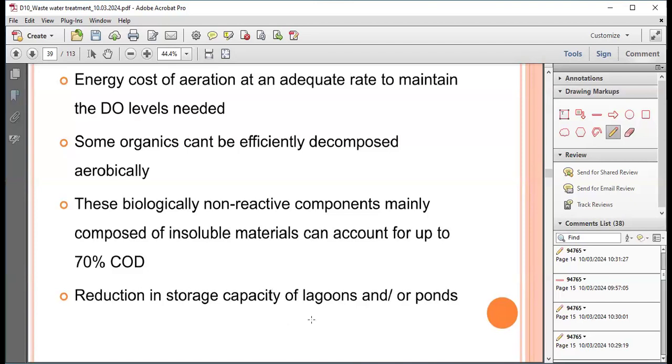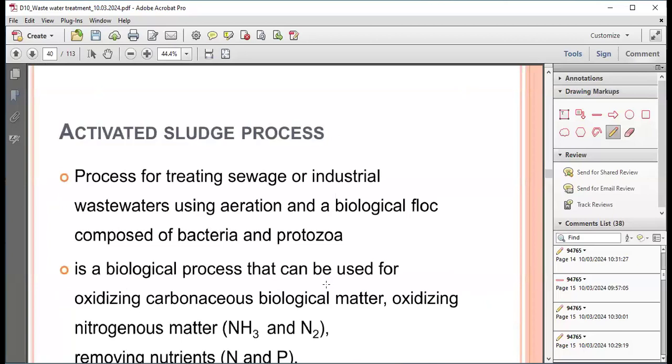Reduction in storage capacity of lagoons and ponds. The activated sludge process is a process for treating sewage or industrial wastewater using aeration and a biological floc. It is composed of bacteria and protozoa. What's it called? Protozoa.